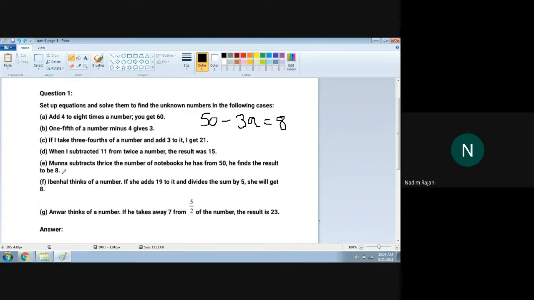Ibehan thinks of a number. If she adds 19 to it and divides the sum by 5, she will get 8.